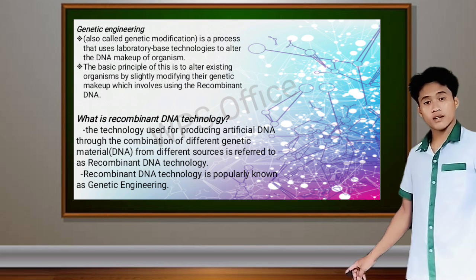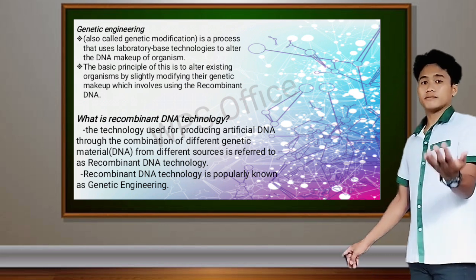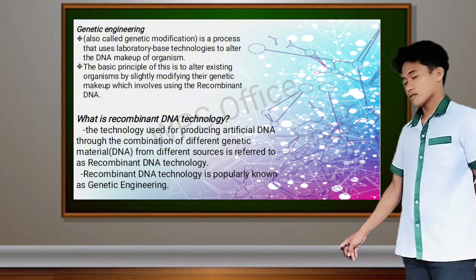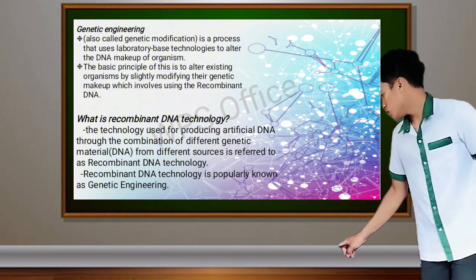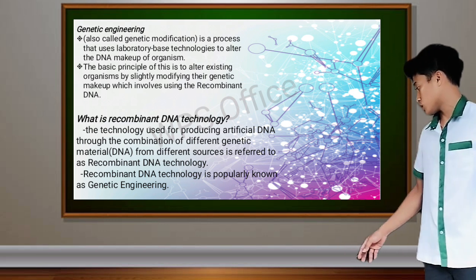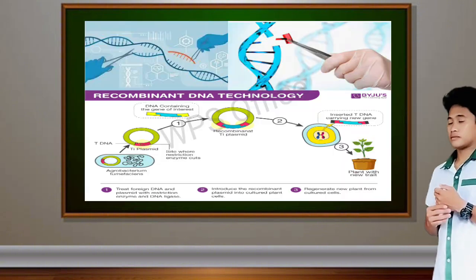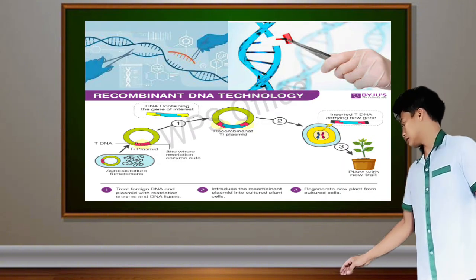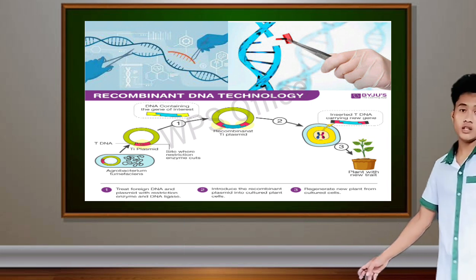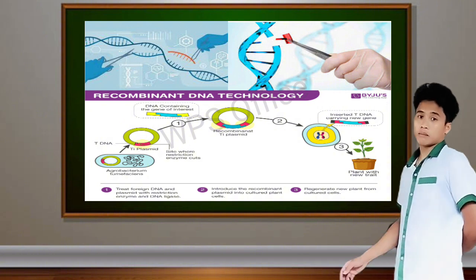So what is recombinant DNA technology? Please read, Rosemary. Okay, thank you. So, recombinant DNA technology is a technology used for producing artificial DNA through the combination of different genetic materials. This picture shows how genetic engineering or recombinant DNA technology modifies or alters the genetic makeup of an organism.